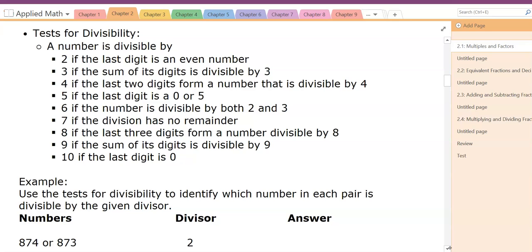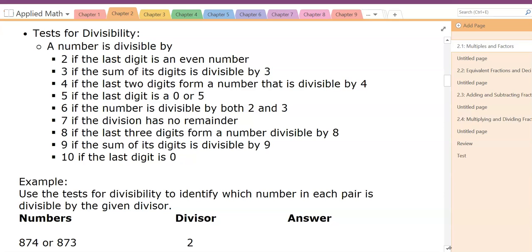4, if the last 2 digits in your number divide by 4, then you can divide the whole number by 4. 5 is if the last digit's a 0 or a 5. Again, that one's probably one that you guys already know. 6, if your number is both divisible by 2 and 3, so if you perform the test for 2 and 3, then it's also going to be divisible by 6.